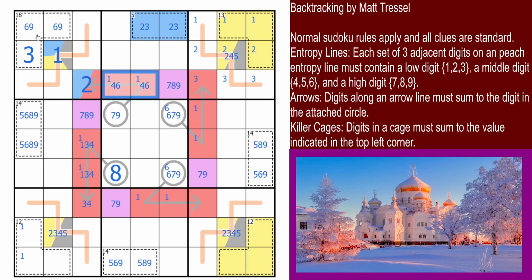Now, okay, where is 4 in this box? Now 4 cannot be here. No, that could be 4. Sorry. So this is either 1, 4 or either 1, 6.